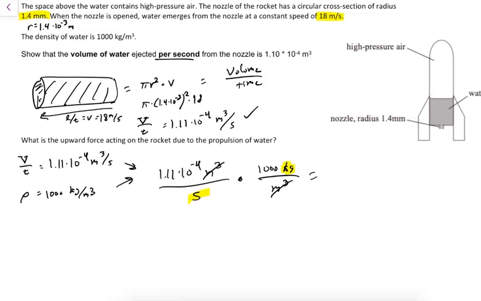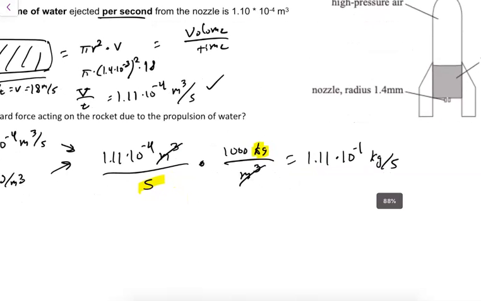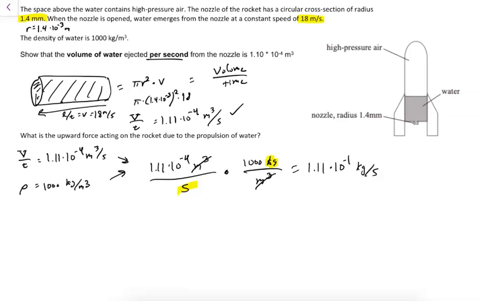And that should give me, well, still 1.11 because I'm just multiplying by 1,000. 1.11 times 10 to the negative 1 kilograms per second. Okay, so it's kilograms per second. That's mass per unit time.